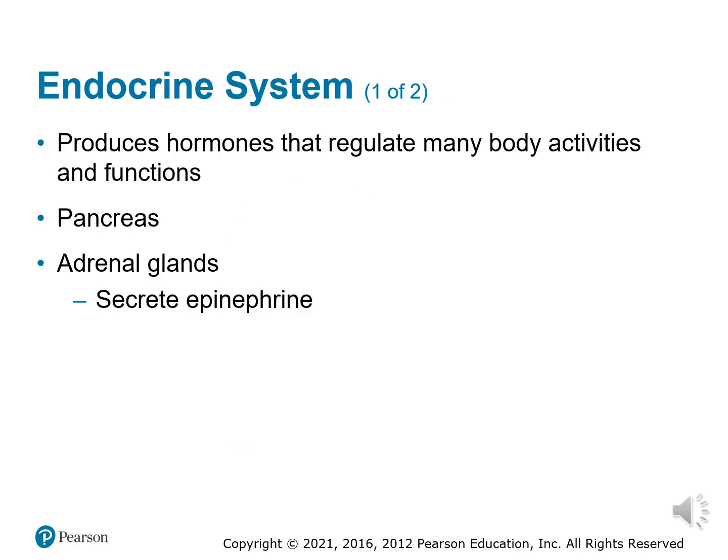All right, next is the endocrine system, and the endocrine system produces chemicals called hormones that help to regulate many body activities and functions. Then you have the pancreas, which is a key organ of the endocrine system, and it secretes the hormone insulin. So remember, insulin is very critical to the body's use of glucose, which is that sugar that fuels the body.